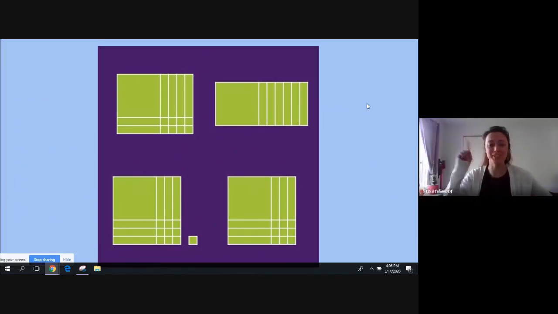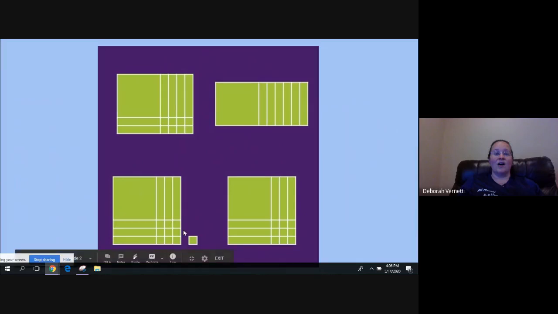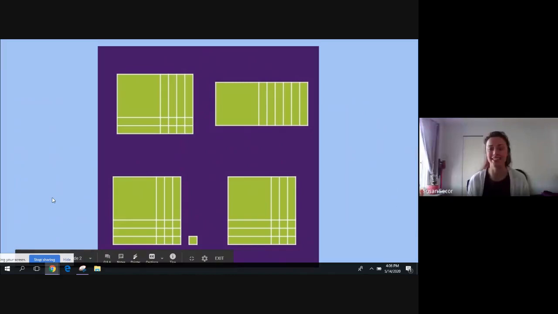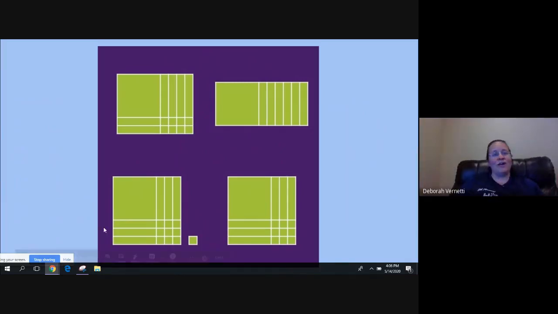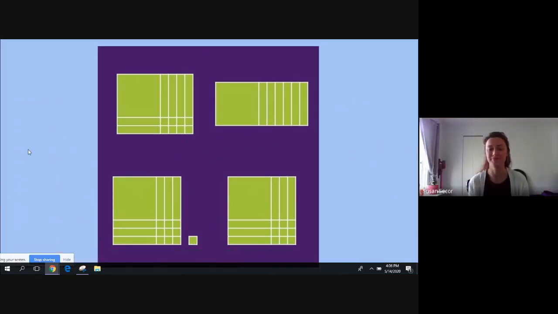Got a good math word for why the bottom left with the detached cube. It's not an array, right? What is an array, Ms. Secor? A shape that has an equal number of items in every row and every column. Yes. So this is an array, but it's got one more. So that's what makes it not an array, right? I like that.